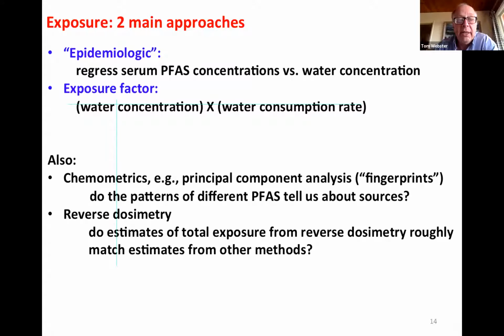The other is reverse dosimetry, which essentially uses pharmacokinetic models to try to estimate exposure from what you see in blood, or the other way around. You try to estimate what's in blood from your exposure, and then you can compare the two and say how much of what you see in blood is explained by the exposure route that you're looking at. That's been used a fair amount. There are, again, lots and lots of details in that, and we could talk about that at great length.